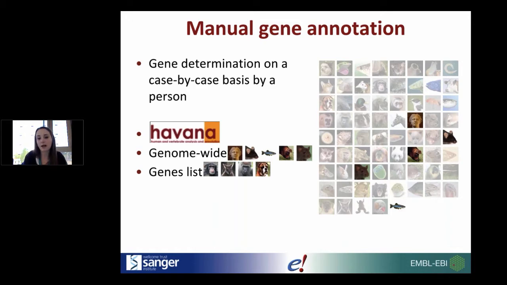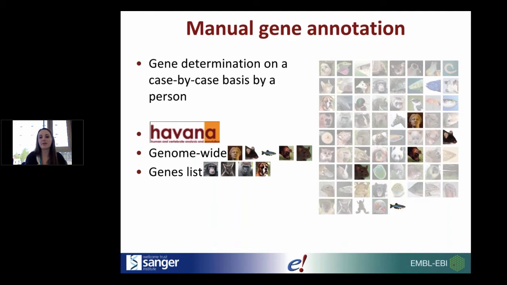And non-coding transcripts, non-coding genes, are very well annotated by manual gene annotation. So this is done by the Havana Group. It's done on a genome-wide basis for human, mouse, zebrafish, pig, and rat. And there's a smaller number of transcripts available for some other species.